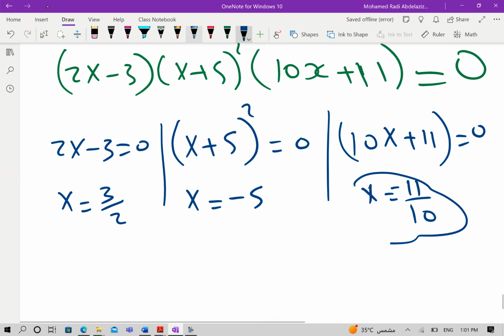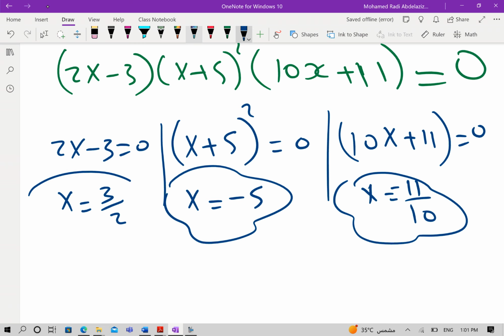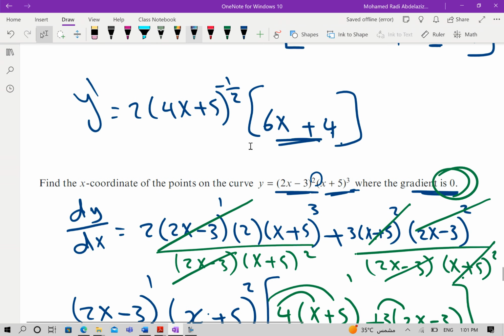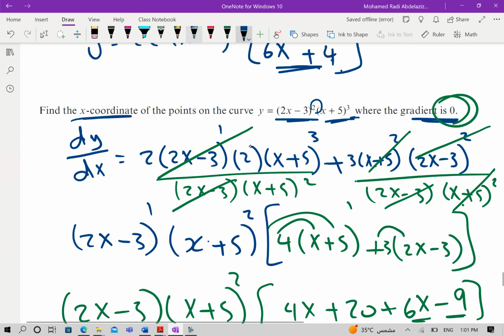Then if I ask you to get the coordinates, you can find the value of y if you substitute in the original one. If he asked you to get only the x coordinates, that's it.